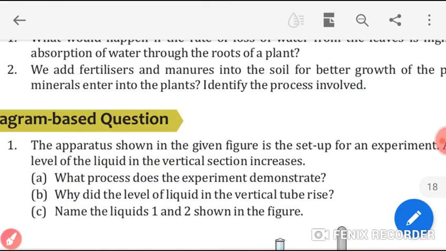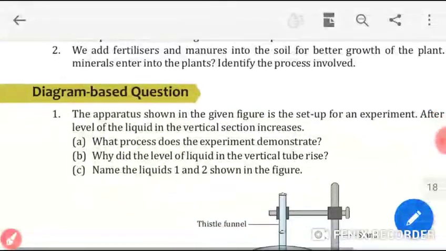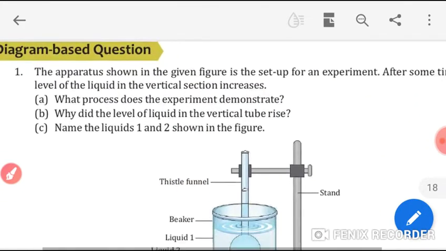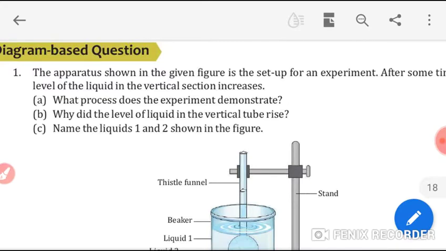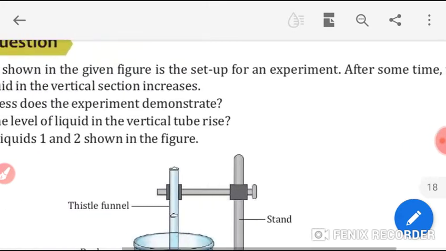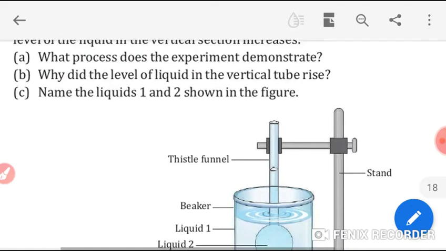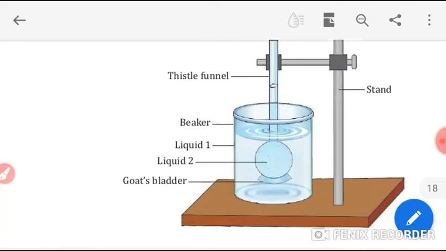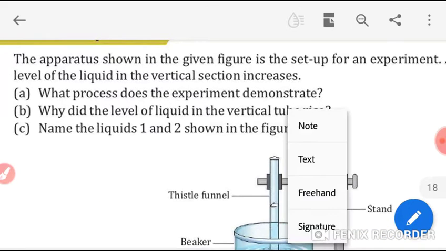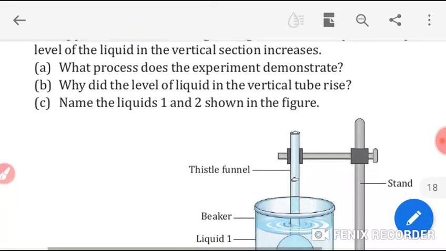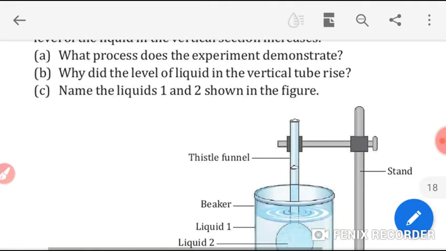Okay, students. Now come to your diagram based questions. The apparatus shown in the given figure is the setup of an experiment. After some time, the level of the liquid in the vertical section increases. What process does the experiment demonstrate? This is the setup. Why did the level of the liquid in the vertical tube rise? Name the liquids 1 and 2 shown in the figure. So students, write your answer number 1.